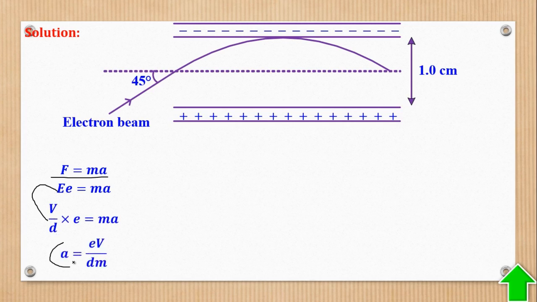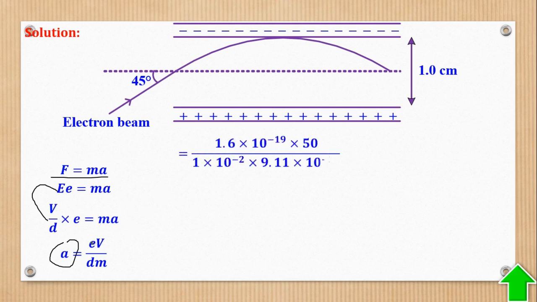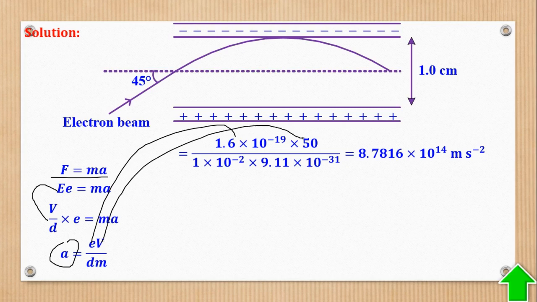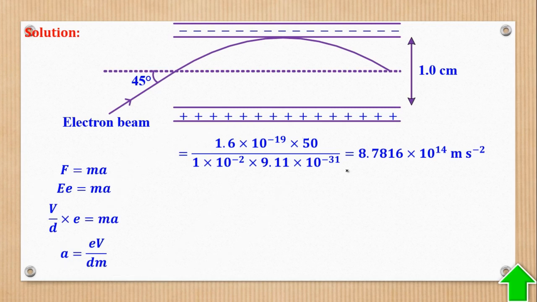Then make a the subject, so this will be the acceleration. I'll substitute in order to get the acceleration. Substitute for this, it is a constant, it will be available in the paper you'll be doing. Then this is the potential difference, and this is the separation, converted to meters. This is the mass which was given in the question. So in the end, you'll come up with this as the acceleration of the electrons.